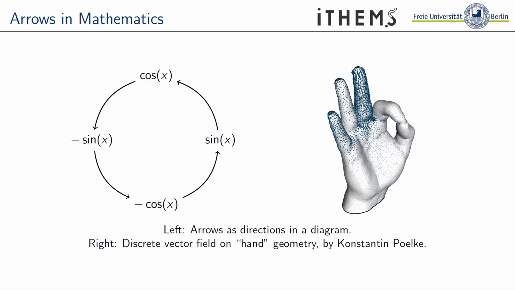Arrows also play a huge part in mathematics. On the left-hand side we see them as directions in a diagram that includes the derivatives of the trigonometric functions. On the right-hand side, we see a discrete vector field on a hand geometry. This vector field was generously provided by Konstantin Pölke.